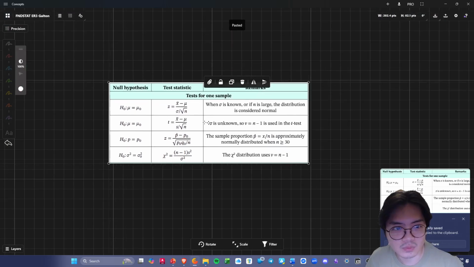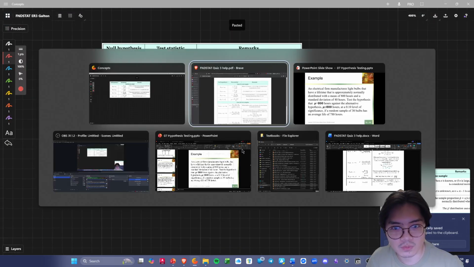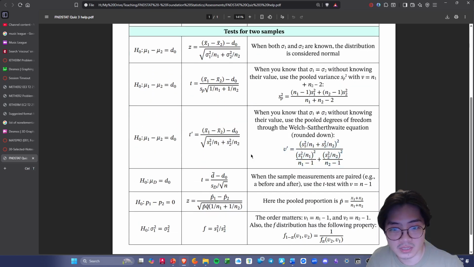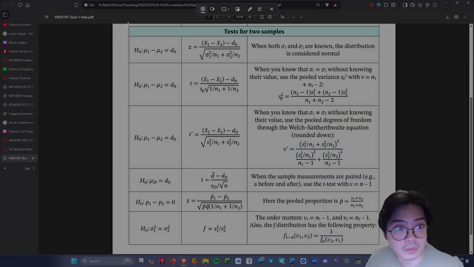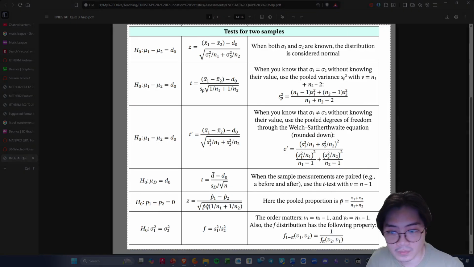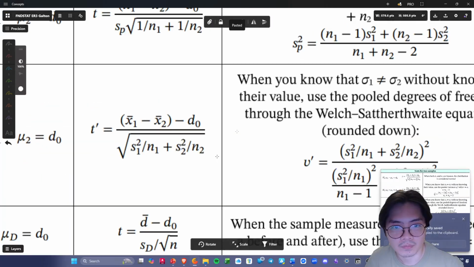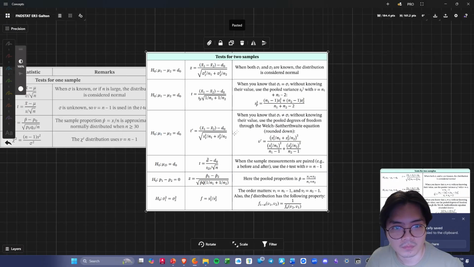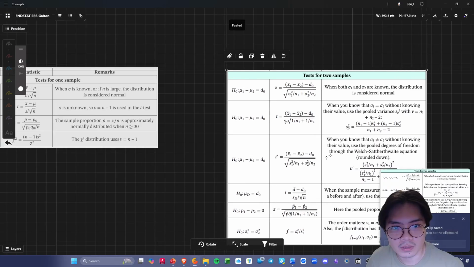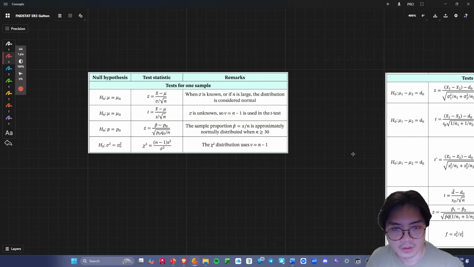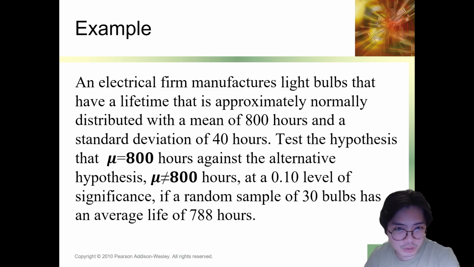for 1 sample, and then for 2 samples. Let's begin then. Begin. An electrical firm manufactures light bulbs that have a lifetime that is approximately normally distributed.